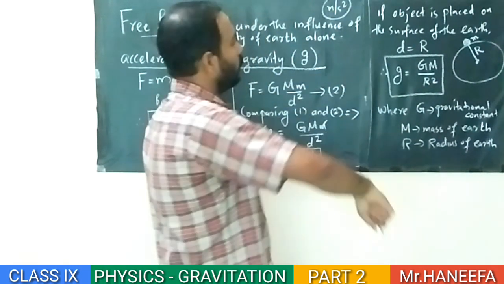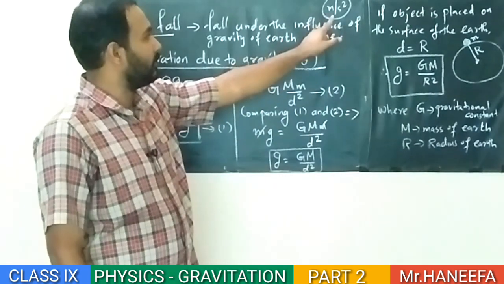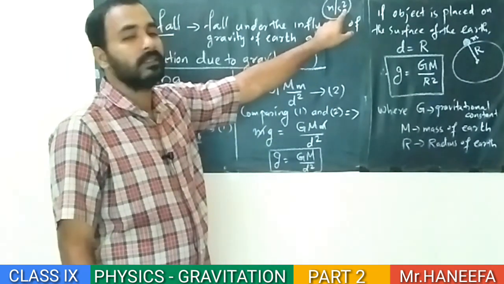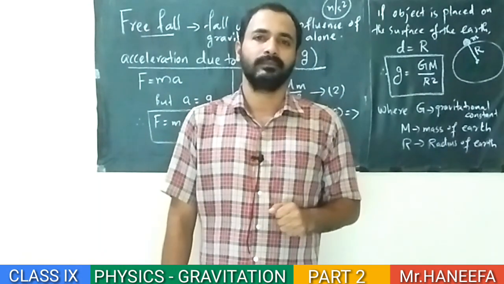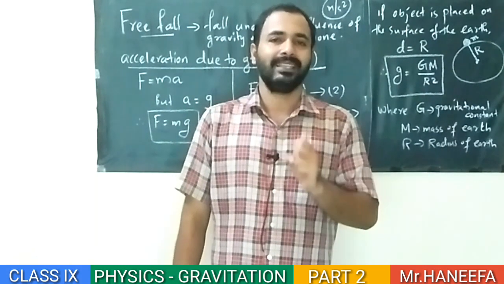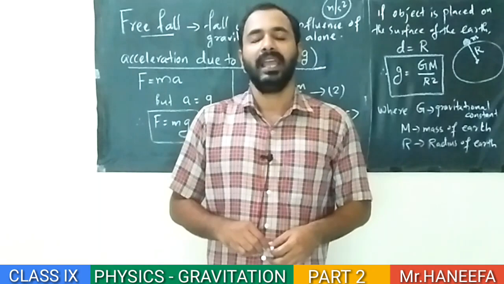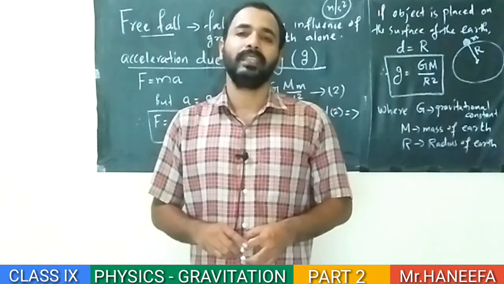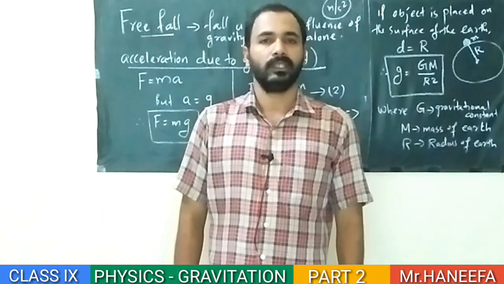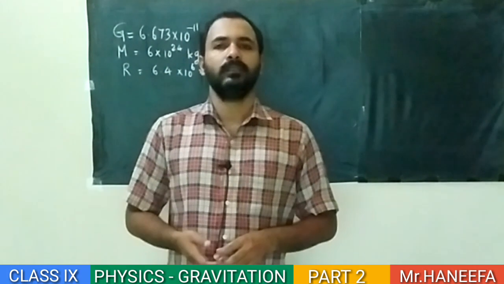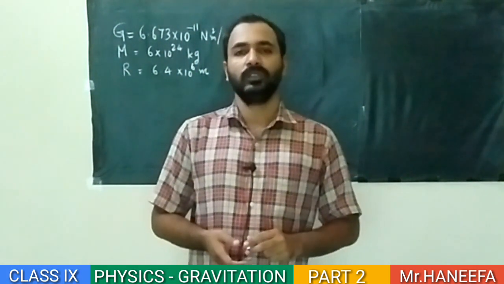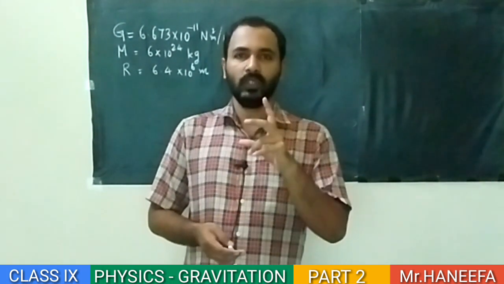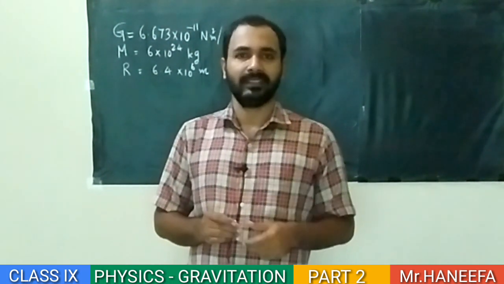Unit of acceleration due to gravity is meter per second square. Clear? Okay, so this is about free fall and acceleration due to gravity. Okay, next we can find the value of acceleration due to gravity using the given data.